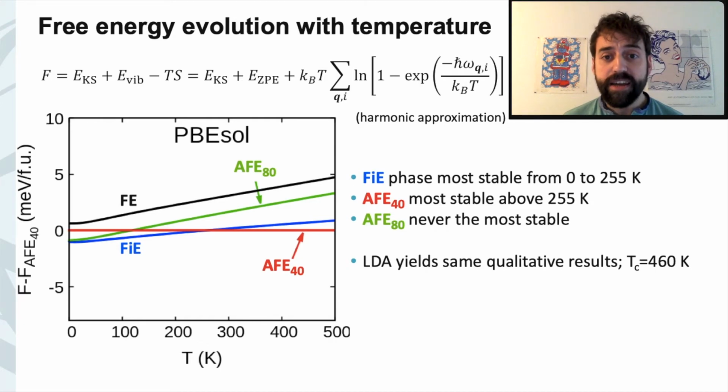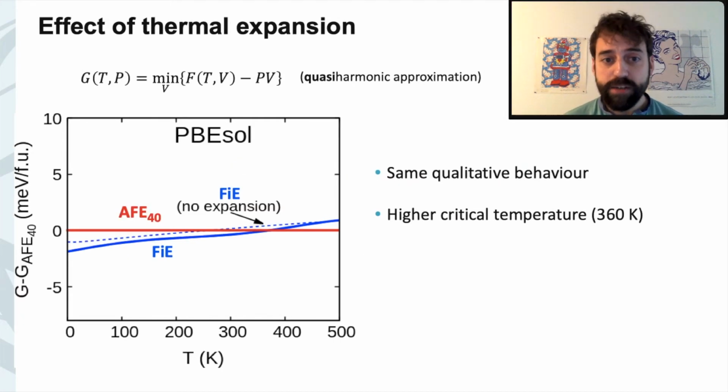As a final sanity check, we computed the effect of the thermal expansion within the so-called quasi-harmonic approximation. Now, because these calculations are very demanding, we only did so within PbZrO3, and we only did so for the ferroelectric and antiferroelectric 40 phases. So here you can see the results for the Gibbs free energy differences of the ferroelectric and AFE40 phases as a function of temperature. Now, overall, we find that the behavior is qualitatively the same, but we also see that the critical temperature has risen to 360 Kelvin, indicating that our results are qualitatively robust against the effect of thermal expansion.